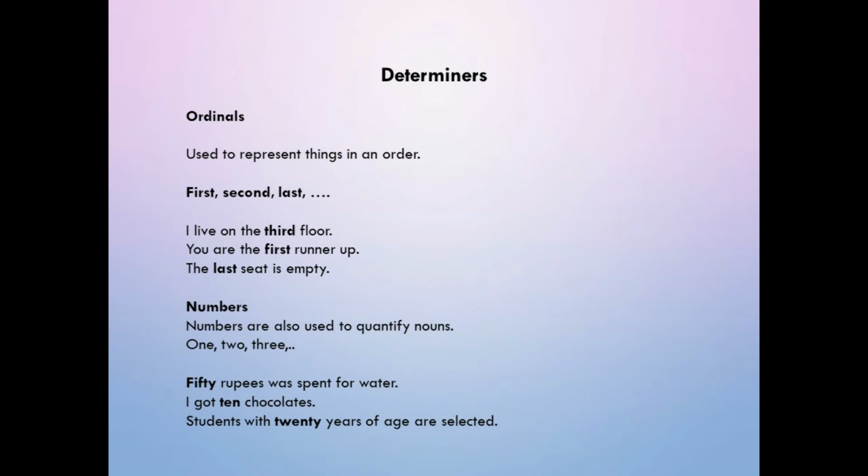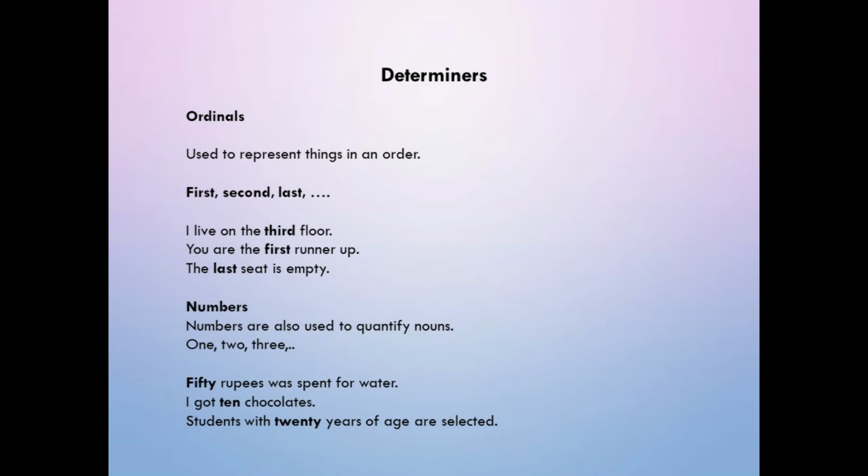Next, let's discuss how the ordinals act as determiners in sentences. Ordinals are used to represent things in an order. So, ordinals அப்படிங்கிறது first, second, third அப்படி சொல்றது தான். And we have already learned this previously. So, let's see how it works in sentences.